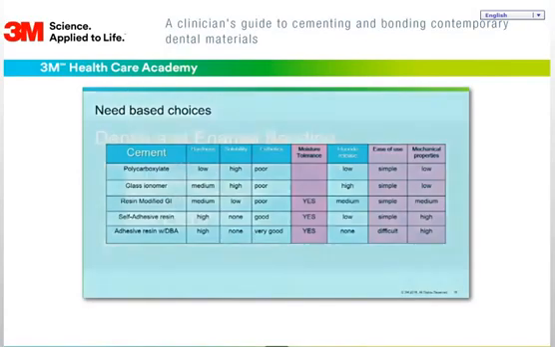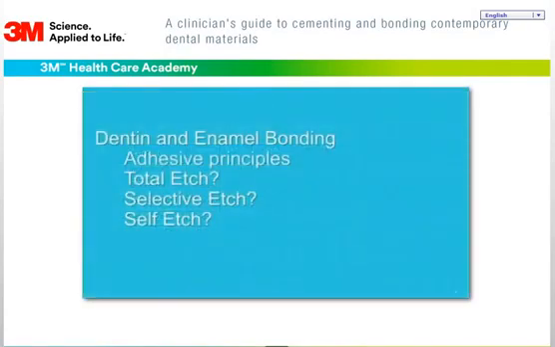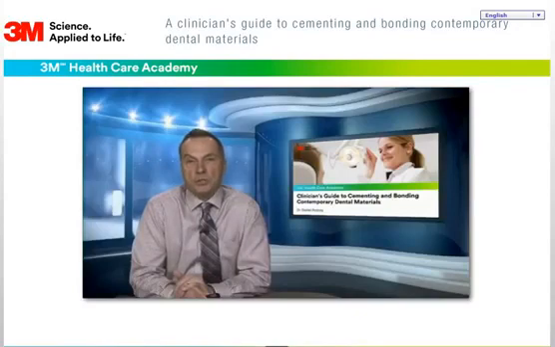So let's begin today by talking about dental and enamel bonding, the basics of adhesive principles, total etch, selective etch, self-etch. Which should we use, what, when, and where, and how does it apply to us? I'd like to keep this relatively simple in understanding that this is not complex, and hopefully address some of the concerns and some of the problems that doctors have had traditionally when using any one of these three techniques.